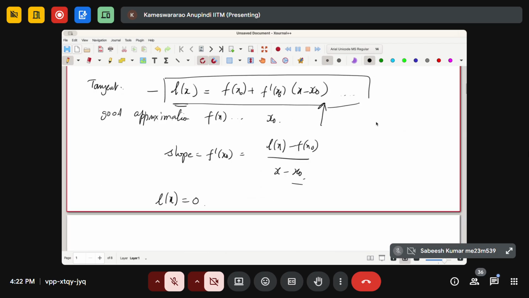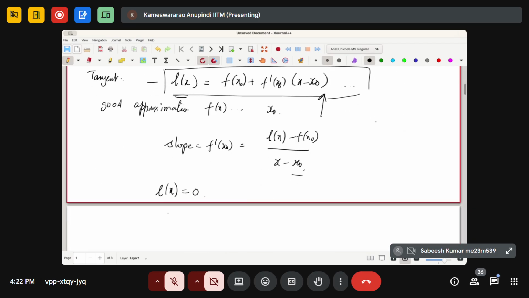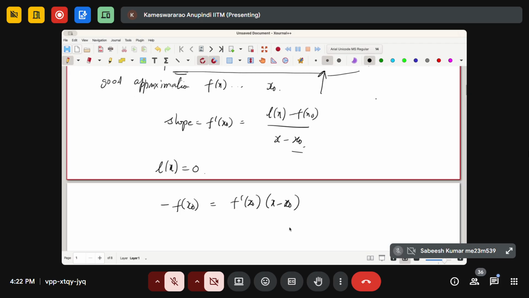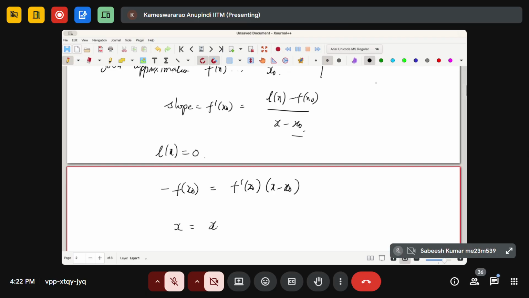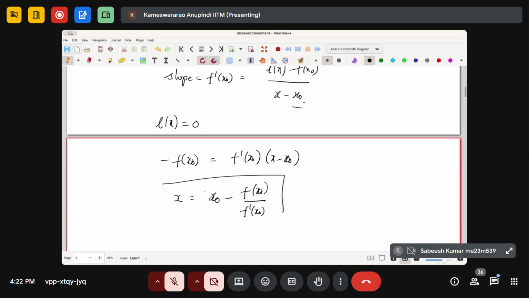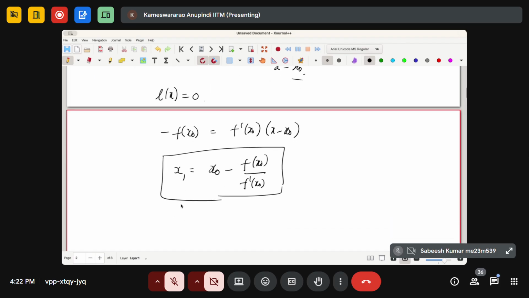When this process can be repeated, that means if I set LHS equal to 0, what I get is f of x naught minus f of x naught equals f prime x naught times x minus x0. That means I can write my x equals x naught minus f of x naught divided by f prime x naught. Okay, so this is my new guess. Let me call it as x1, and then we're going to repeat this process.